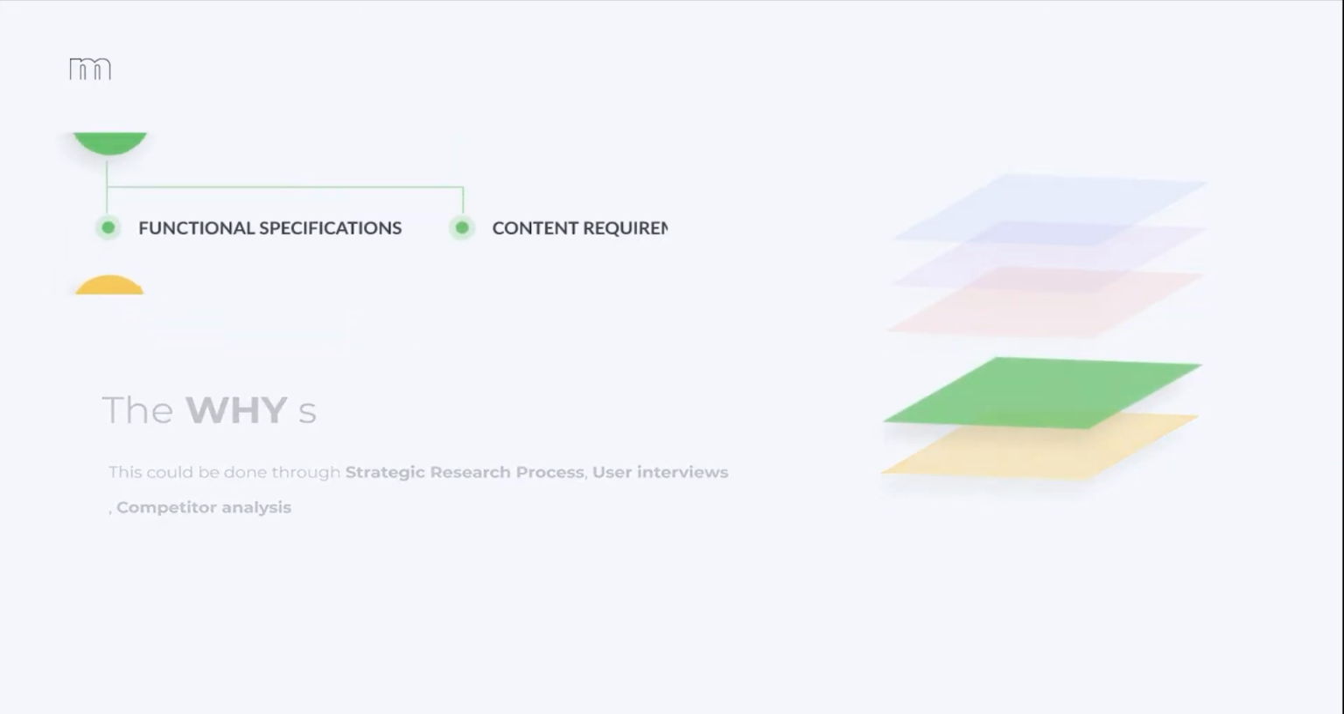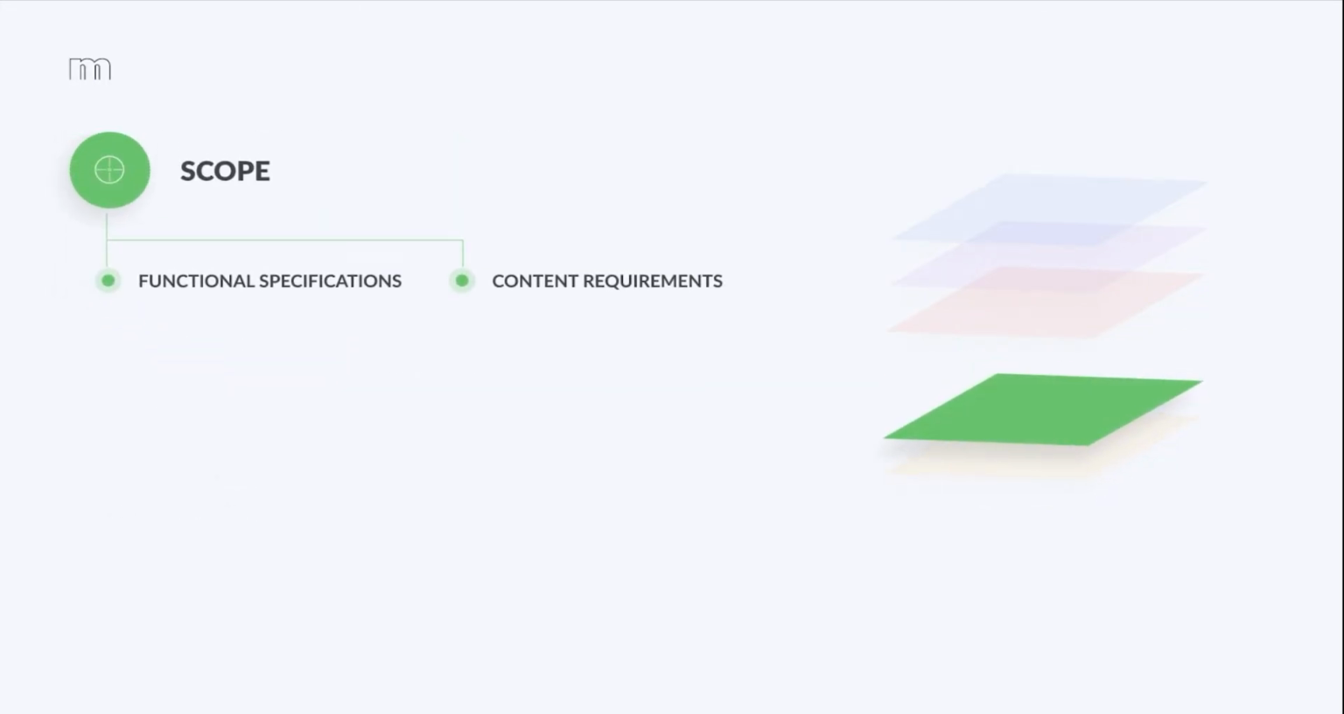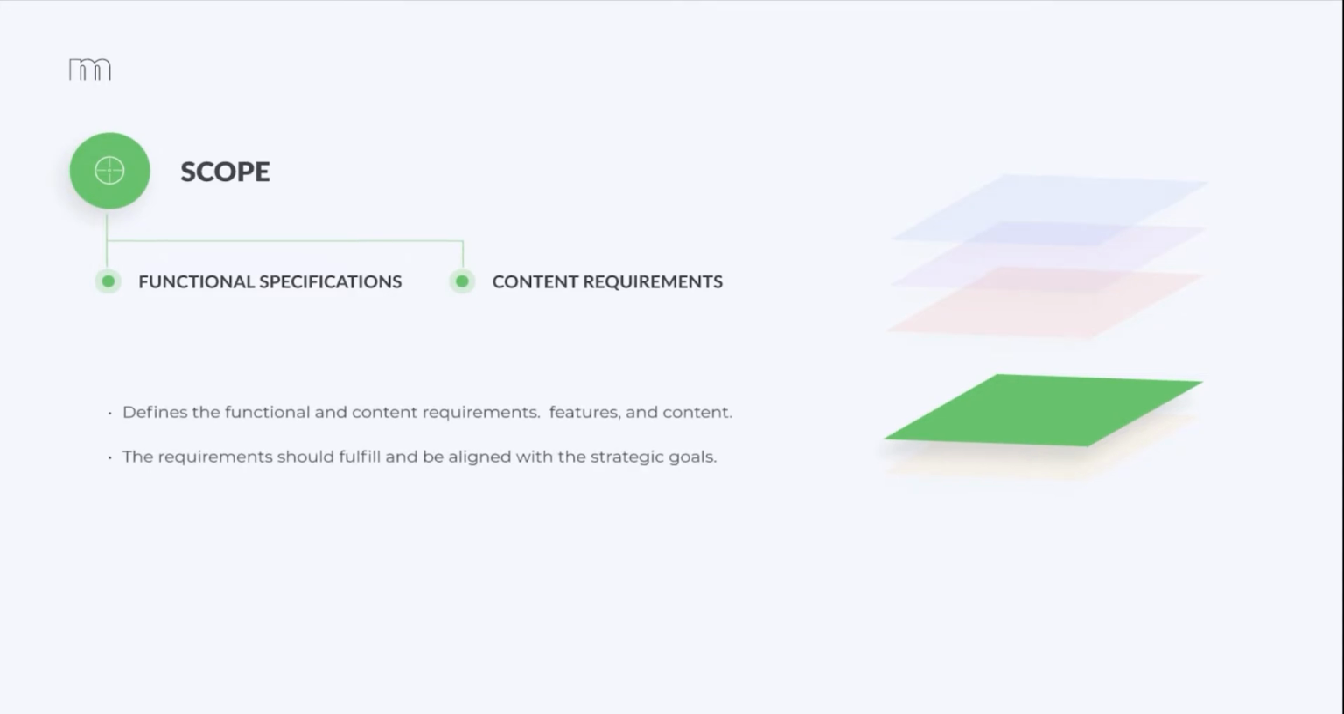Moving on to the scope. Our scope defines the functional and content requirements. What are the features and content contained in the application or product? How do features work and interrelate with each other? The features are defined by what the user needs to reach his goals.